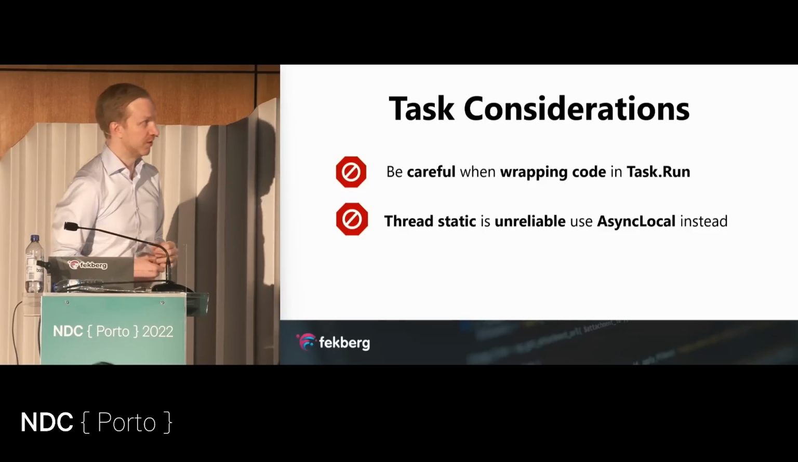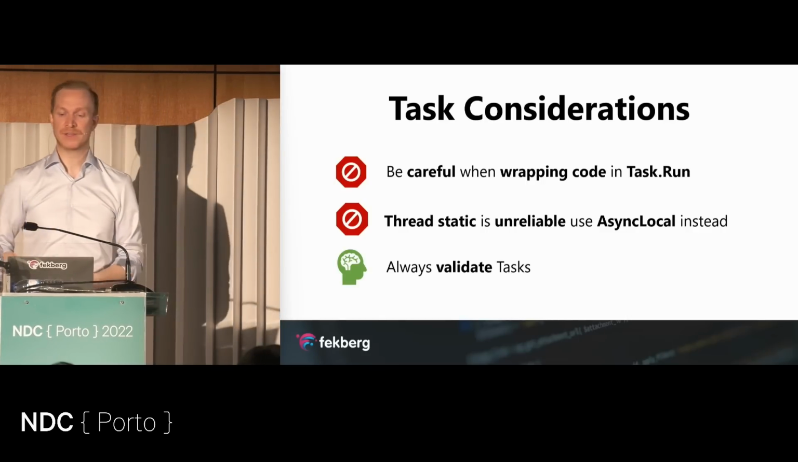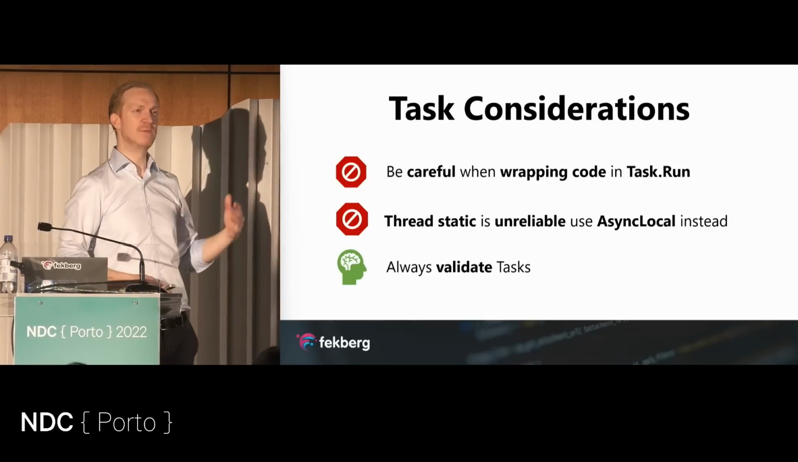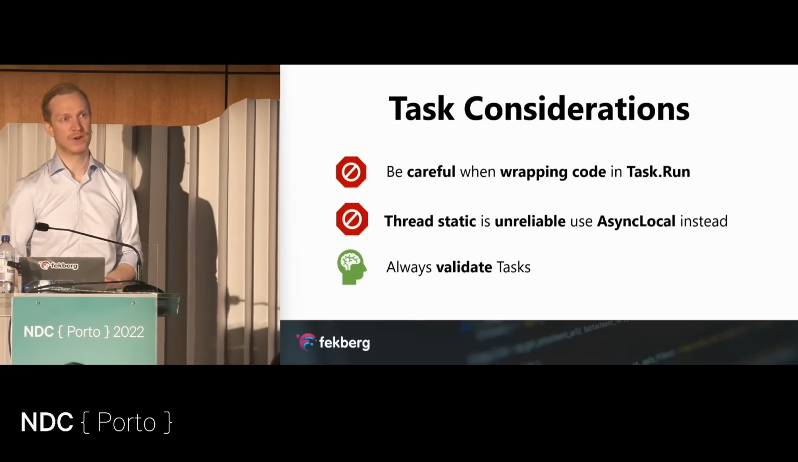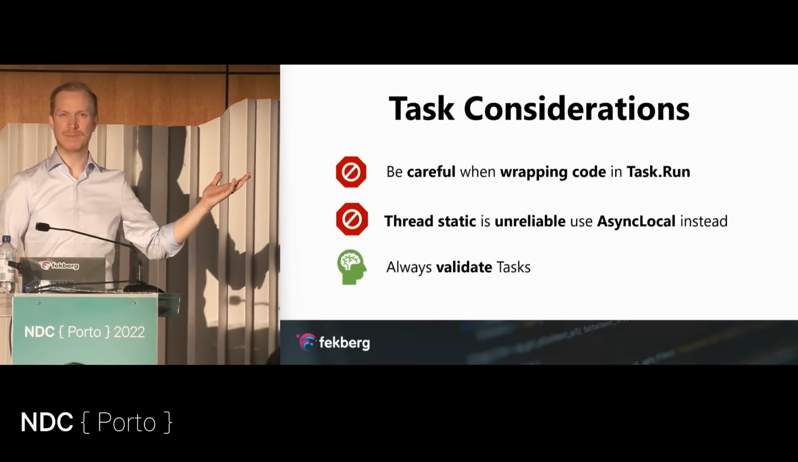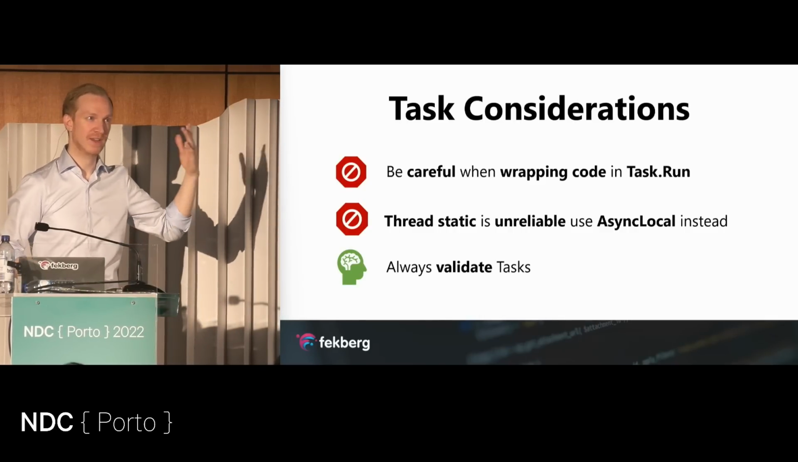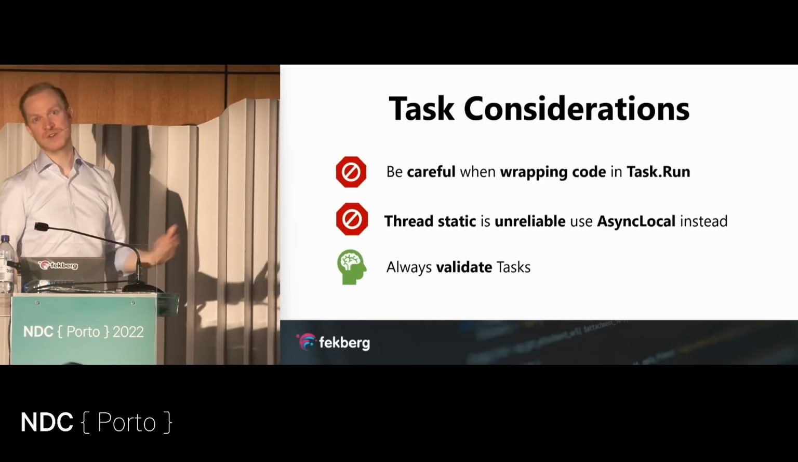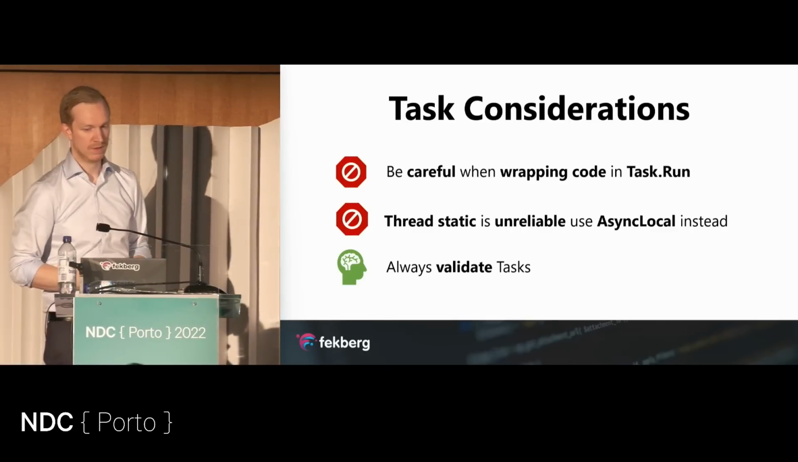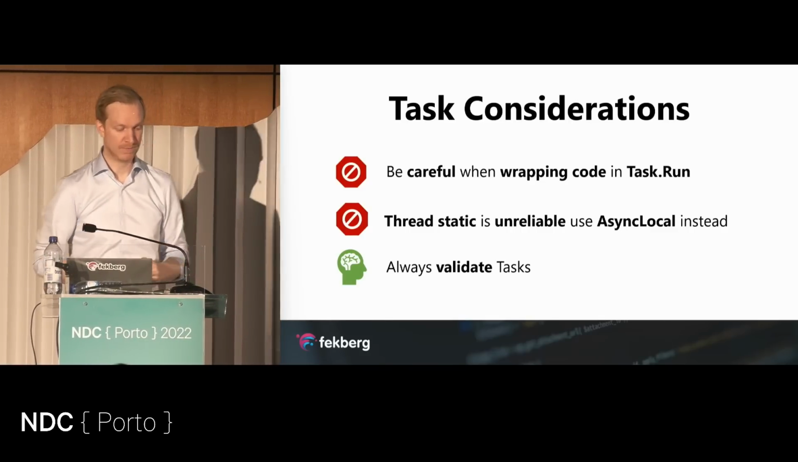And then another consideration with tasks is that we should always validate the tasks. And that means that we should always check if there was an exception or not. And with the task parallel library, that becomes a little bit tedious because you have to add continuation after continuation after continuation, and that doesn't look very pretty. So hopefully we can solve this a little bit better with async and await.